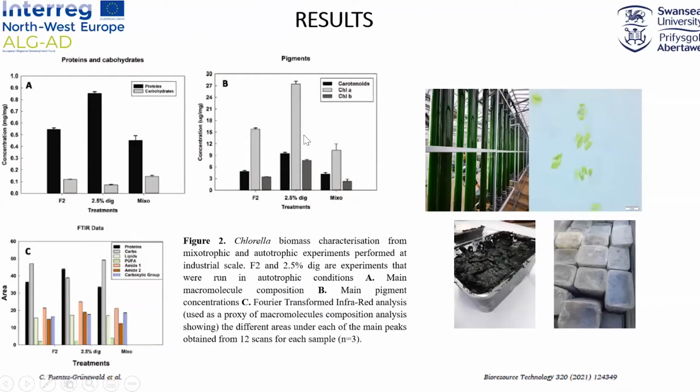Also, and this is quite interesting, is the amount of carotenoid that we obtain when we run in phototrophic condition by using the digestate. As you can see here, the amount of carotenoid is way higher than the standard F2 commercial media. And of course, in mixotrophic condition, because they are consuming organic carbon, the carotenoid are a bit less than in the phototrophic reaction. In figure 2C, you can see the same trend, but in this case using FTIR as a proxy to know the macromolecular composition of the biomass.